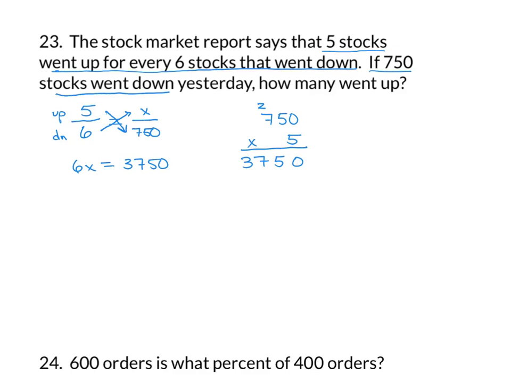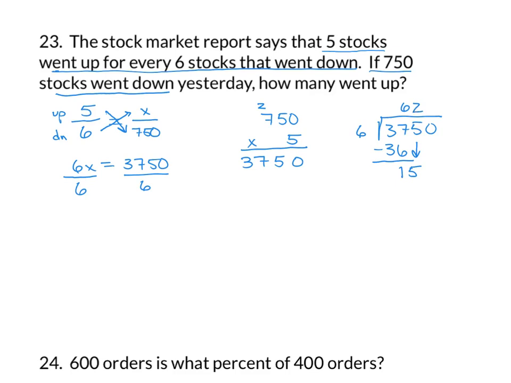All right, so we get 6x equals 3750. We want to divide by 6. Again, no calculators, so let's go ahead and do this off to the side. 6 goes into 37 6 times. 6 times 6 is 36. Subtract, we get 1. We bring down the 5.